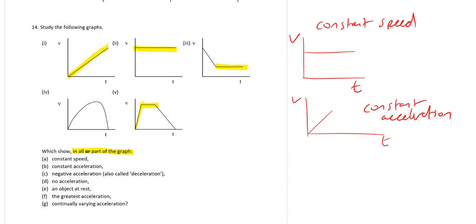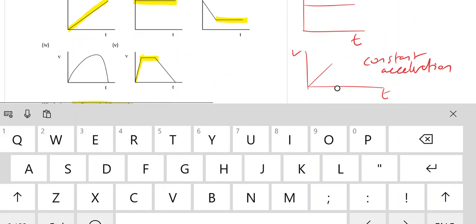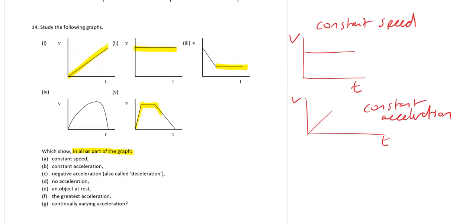Part C, negative acceleration. So every second that passes, the object or the car slows down. So let's have a look. We have a negative gradient here, a negative gradient here. So we can say that those two graphs exhibit an object slowing down. Other words for that, deceleration.